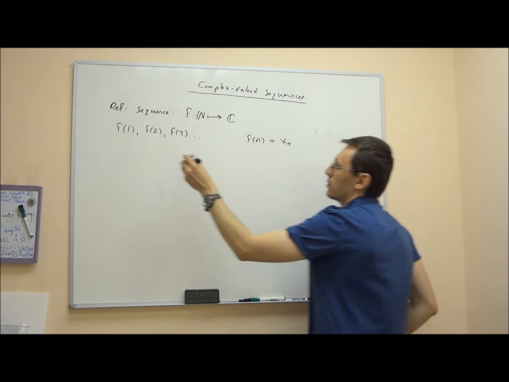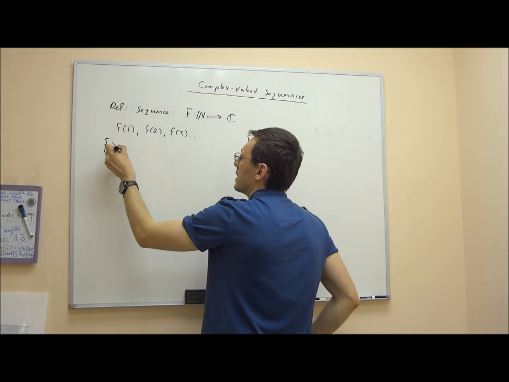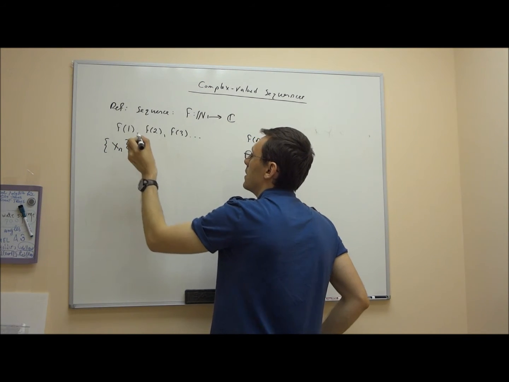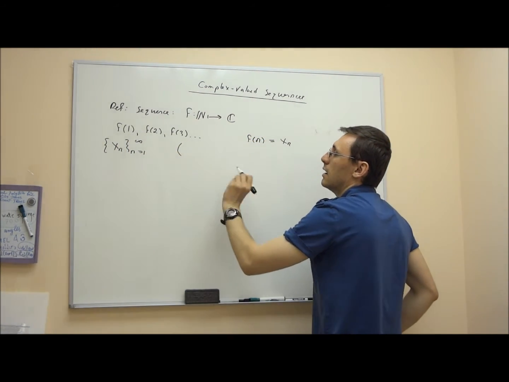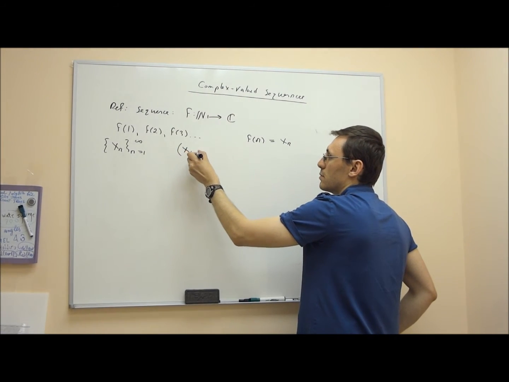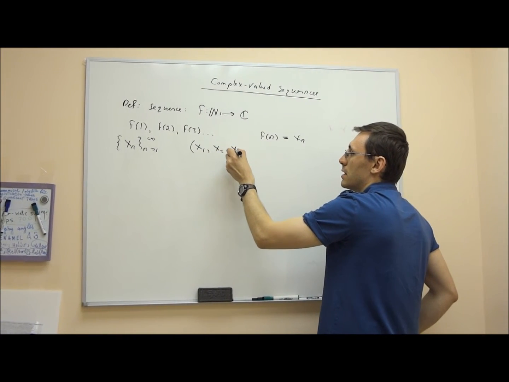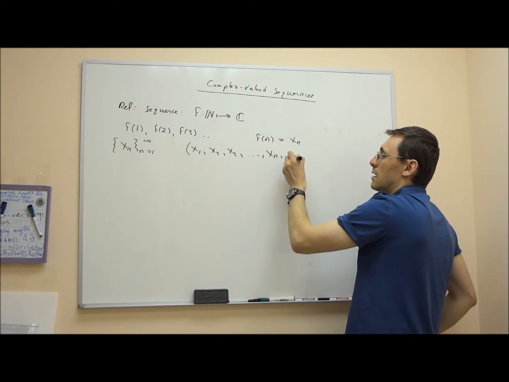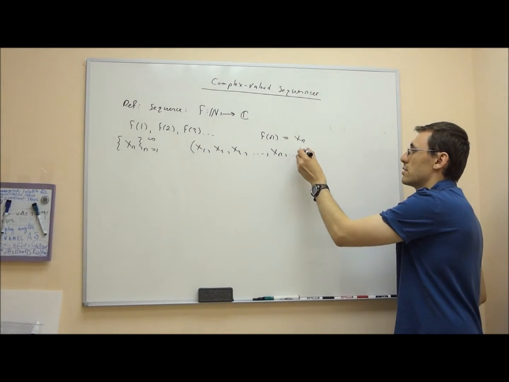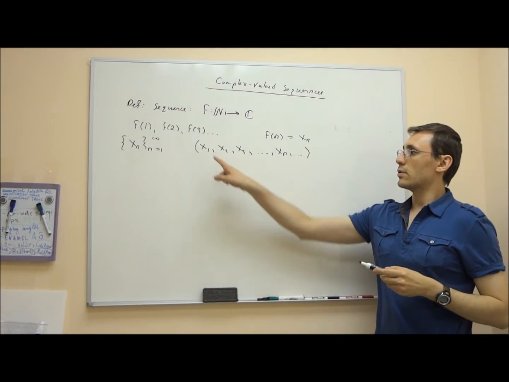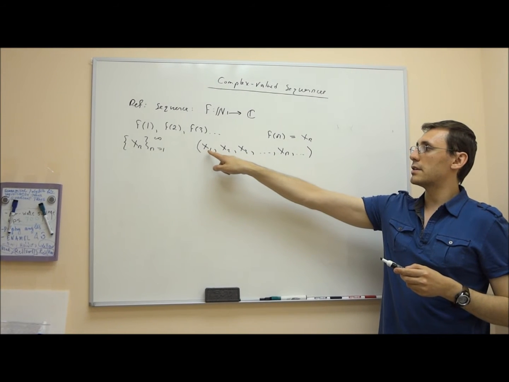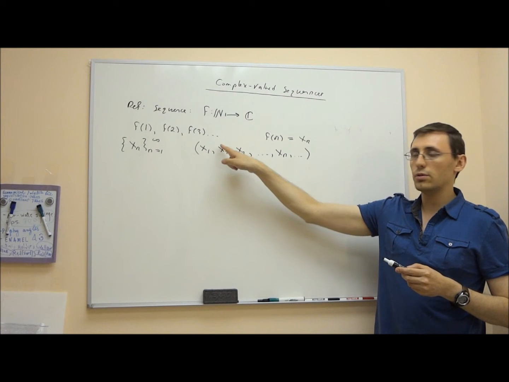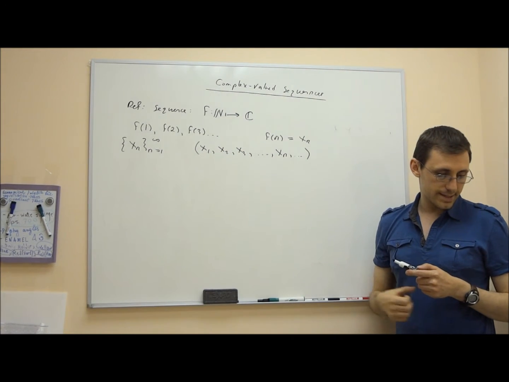And it is common to denote a sequence by simply writing x_n, where n goes from 1 to infinity, or by listing it as an ordered tuple. So here is x1, here is x2, here is x3. Somewhere along the line we get x_n. And since it's an infinite sequence, it continues in this fashion. So you can see that from this ordered tuple, you can read what the function is doing. It's mapping the number 1 to x1, the number 2 to x2, the number 3 to x3, etc.